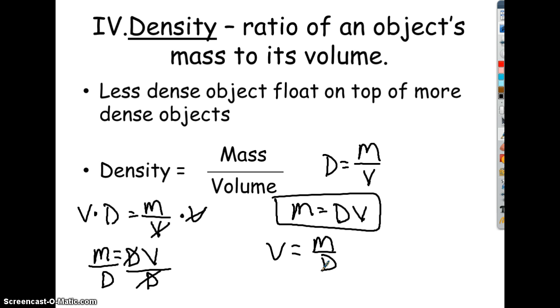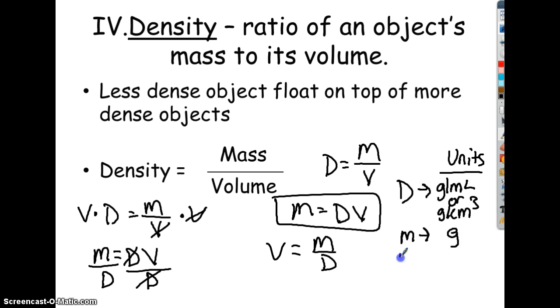If we're looking at units, the units for density is either in grams per milliliter or grams per centimeters cubed. Your mass will be in grams, and your volume will be in either milliliters or centimeters cubed.